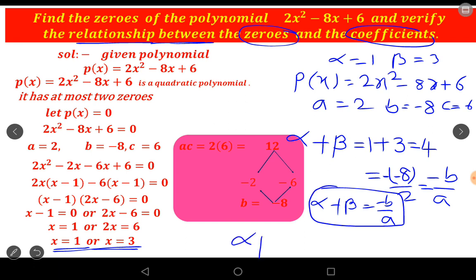Next, second one, product of zeros, alpha into beta. Alpha into beta equal to 1 into 3. 1 into 3 equal to 3. 3 is written as 6 by 2. Write the equivalent fraction of 3. 6 by 2. So 6 is here the constant c. 2 is the coefficient of x square. So c by a. So the product of zeros is equal to c by a. This one is also correct. Sum of zeros equal to minus b by a. Product of zeros equal to c by a. Okay students, so therefore the relationship between zeros and coefficients is verified.